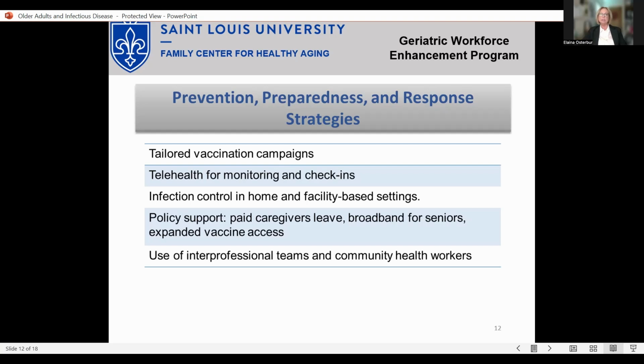Team-based care enhances coordination and cultural competence. Interprofessional teams like nurses, pharmacists, social workers, physicians, etc., can address complex medical and social needs. Community health workers also bridge gaps in care by conducting home visits, delivering health education, and connecting patients with resources. Both approaches increase trust and compliance, especially in underserved communities.